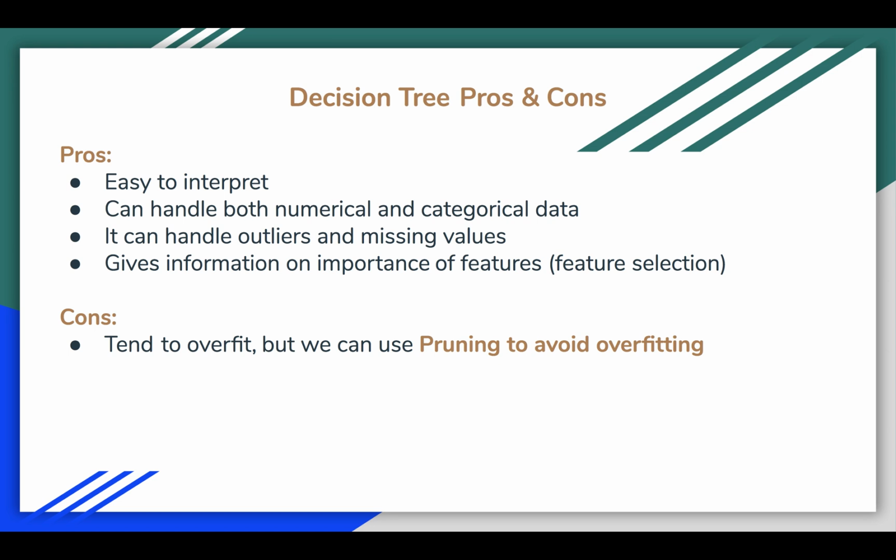But we can use pruning to avoid overfitting. So thanks for watching.